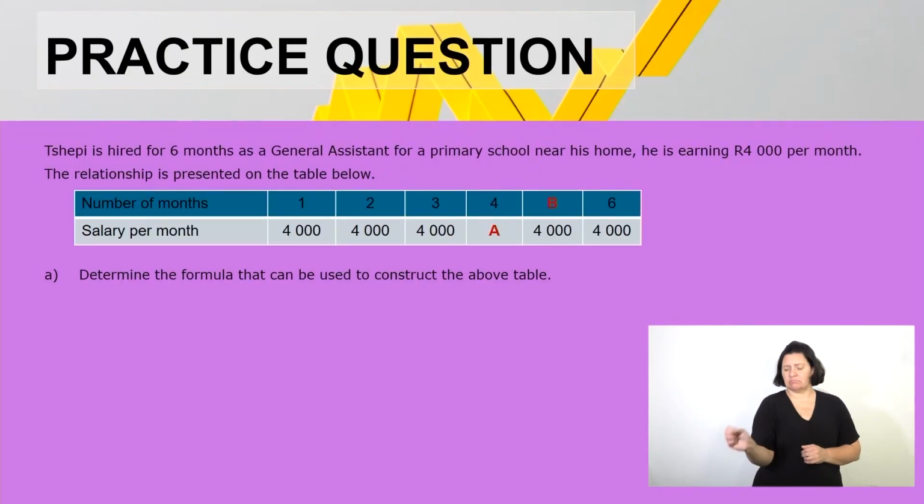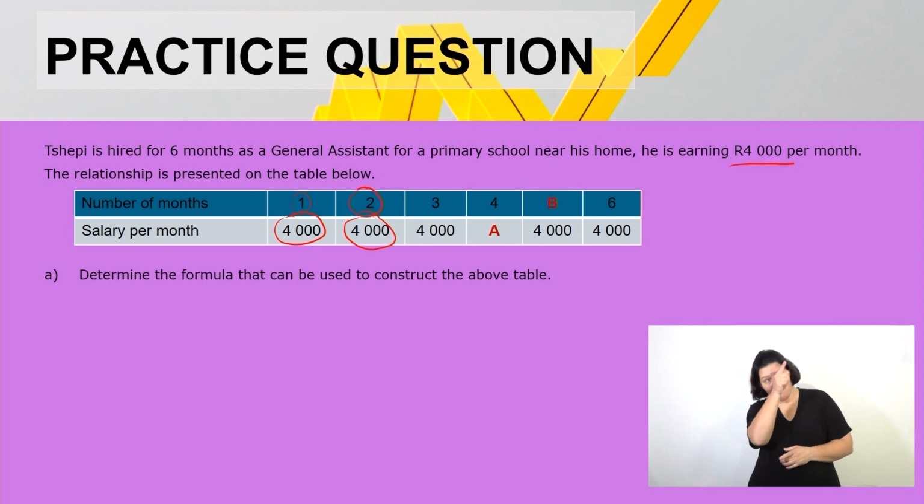Tshepi is hired for 6 months as a general assistant for a primary school near his home. He is earning 4,000 per month. The relationship is presented on the table below. So for the first month, he's going to get 4,000 rand. The second month is still going to be 4,000 rand. Remember from the given statement, they said he will be working for 6 months and each month Tshepi will be getting 4,000 rand. So we can tell that there will be a constant or fixed relationship on this table.